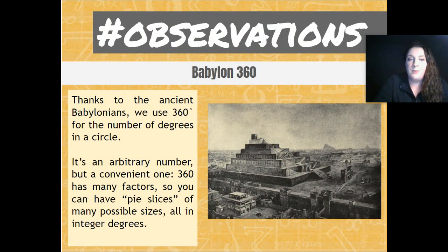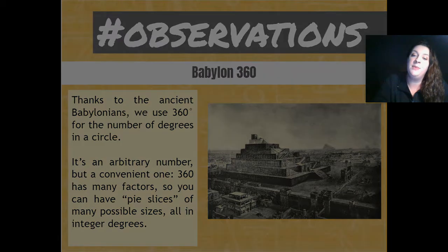Thanks to the ancient Babylonians, we use 360 degrees for the number of degrees in a circle. It's an arbitrary number, but a convenient one. 360 has many factors, so you can have pie slices of many possible sizes, all in integer degrees.